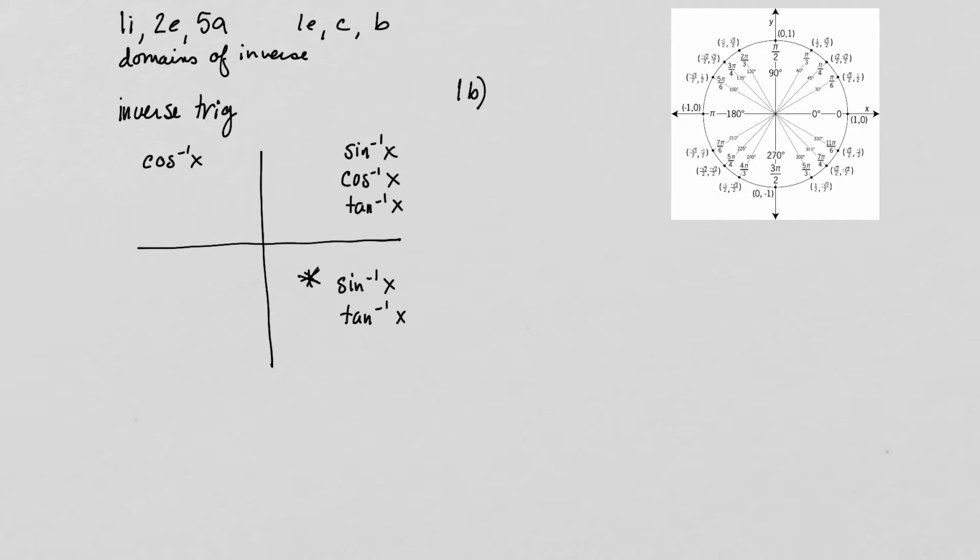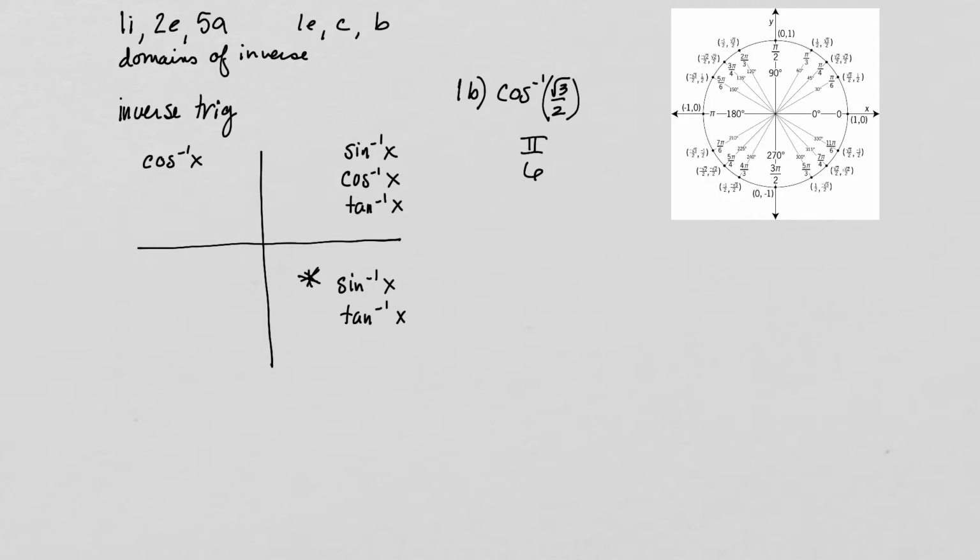1b asks for the cosine inverse of root 3 over 2. So since we're talking about inverse cosine, we need to look in quadrants 1 or 2, and remember, cosine is the x value, so we're looking for where the x value is root 3 over 2. So the x value is root 3 over 2 right here at pi over 6. So the answer to this first one is just going to be pi over 6. Does that help for the first one?